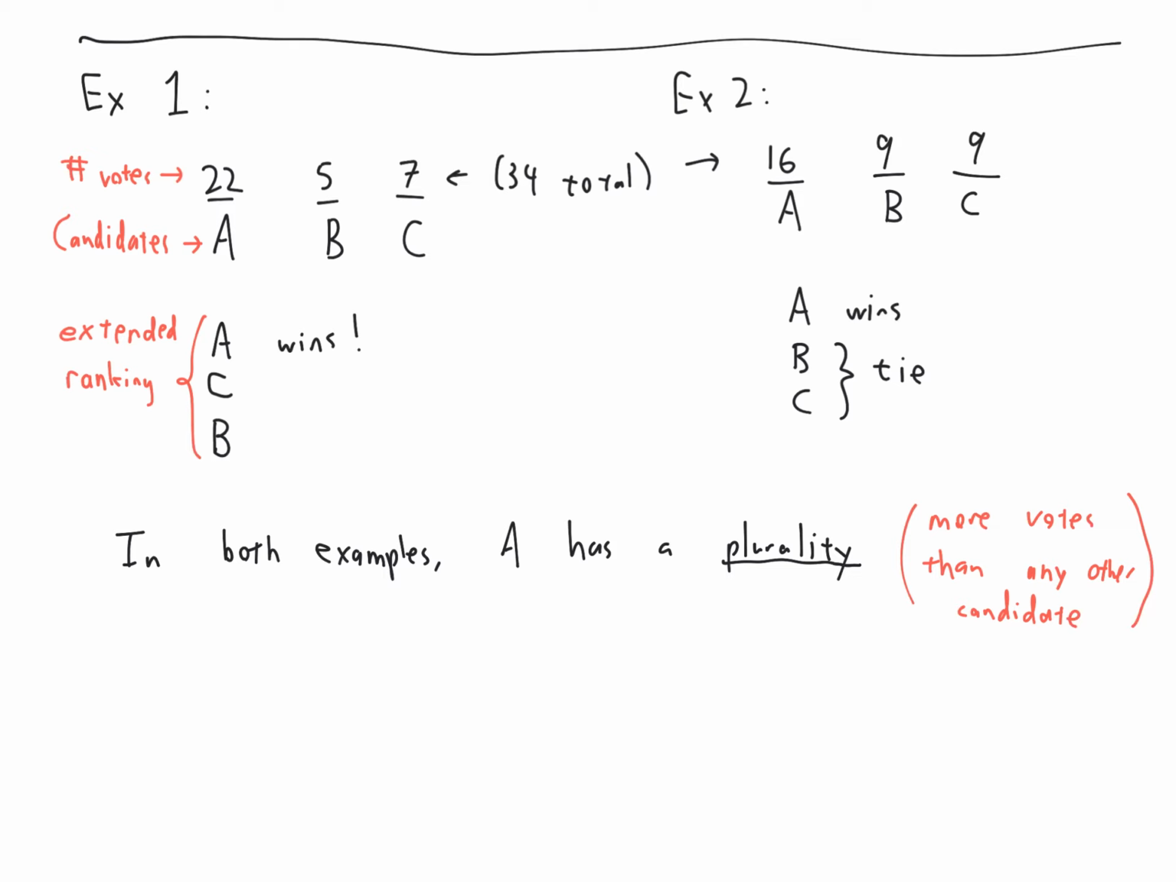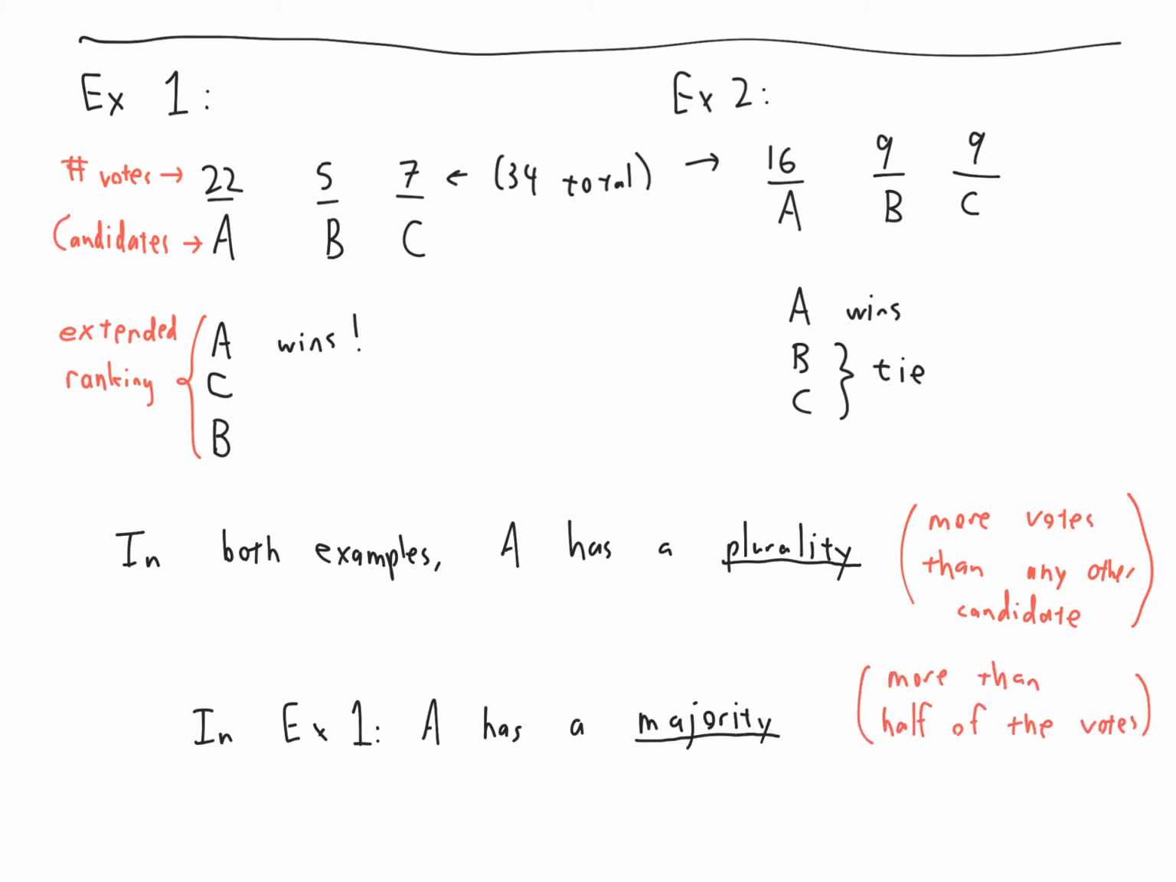However, notice that in example 2, A had less than half of the votes. A had less than 17 votes, which would have been half. However, in example 1, A had more than half. The way that we'll describe this situation in this class is we'll say that in example 1, A had a majority of the votes, meaning that A had more than half of the votes. However, in example 2, well, none of the candidates had more than half, so we'll say that no candidate had a majority.